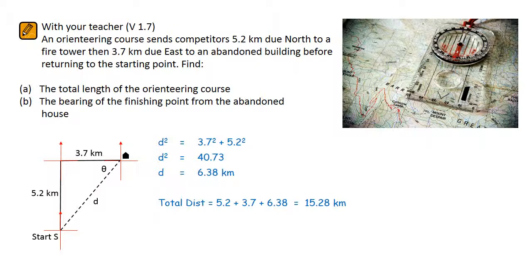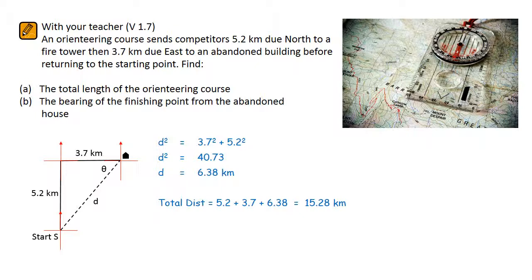The second part of the question asks us to work out the bearing of the finishing point from the abandoned house. Now that means if you're standing at the abandoned house, what direction would you head to get to the finishing line? We're going to need to find out theta in the diagram. We're going to do that.